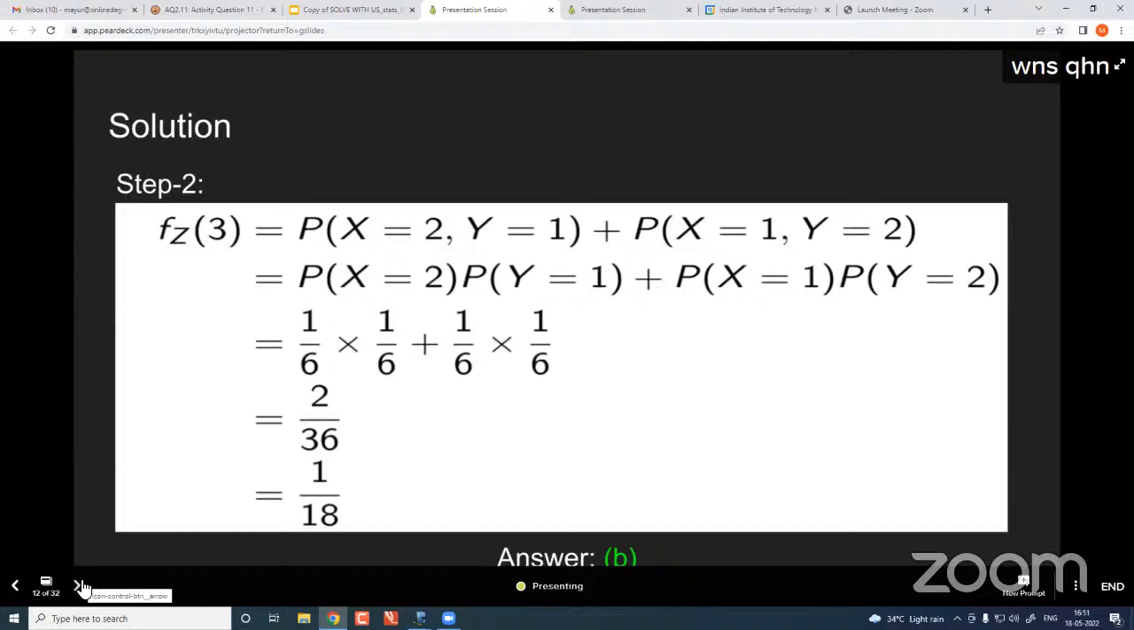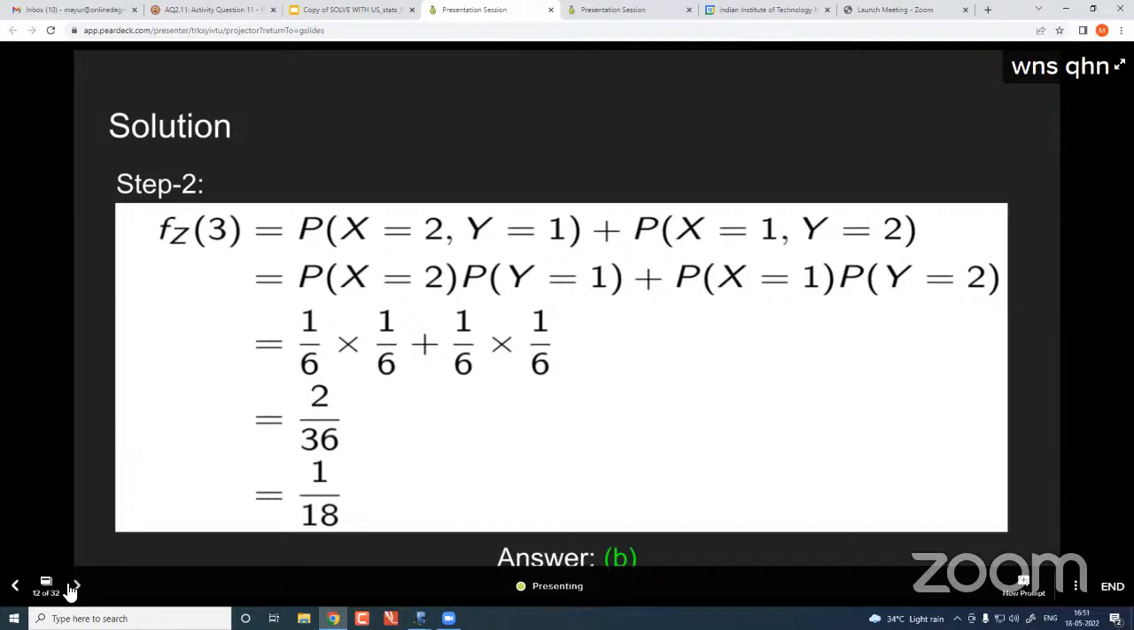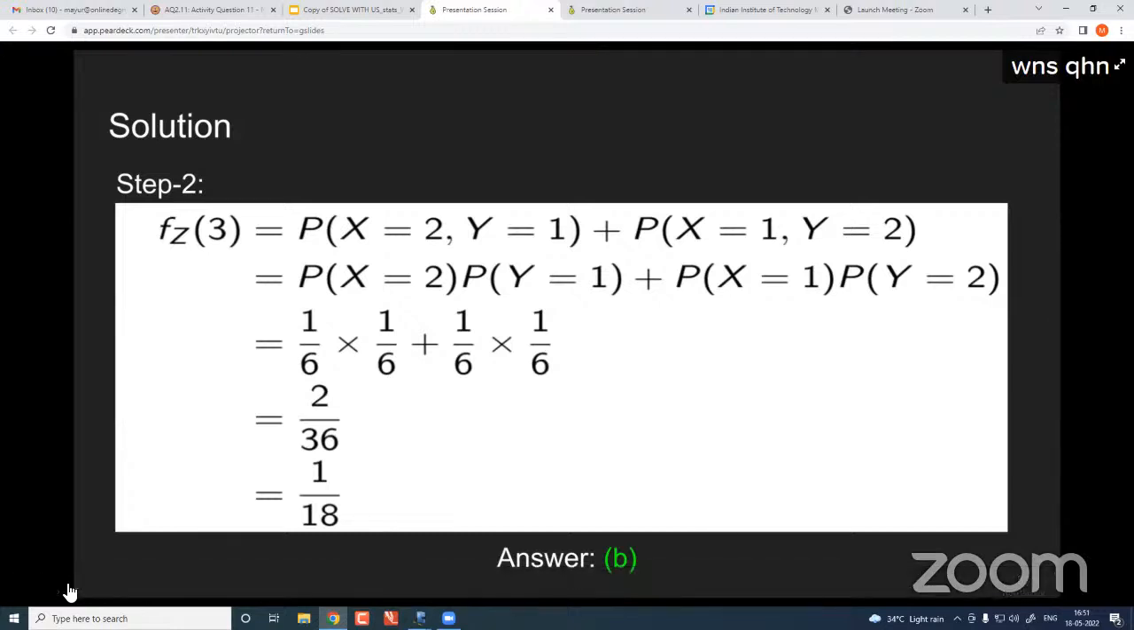Shall we move to the next question? Sir, just a follow-up question. Since the variables are independent, we simply multiplied the marginal probabilities and got the joint probability. If they could not have been independent, if they were dependent, then what could have been our approach, sir?